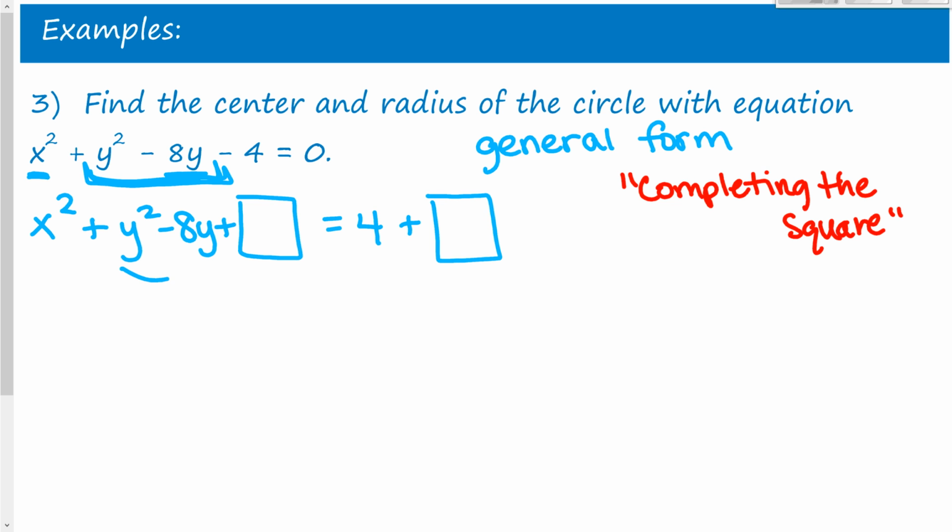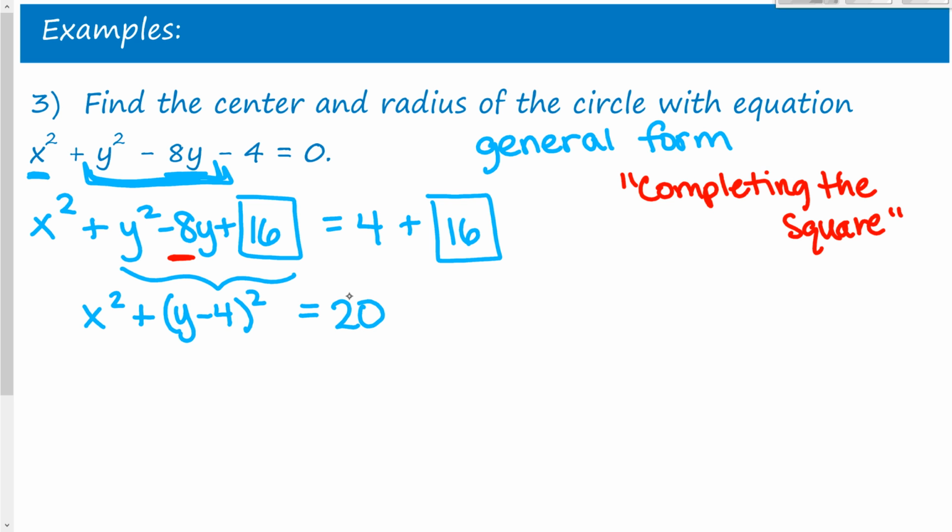So how do I get a perfect trinomial square out of this? Remember, what you do is you take half of this number, we can call it b, half of b, and then you square it. So half of b would be -4, and we square it and we get 16. And that way we can factor this into (y - 4)². So now we have x² + (y - 4)² equals what? Well, don't forget, if we added 16 to the left, then we add 16 to the right. So this equals 20. So here we have the standard form equation.